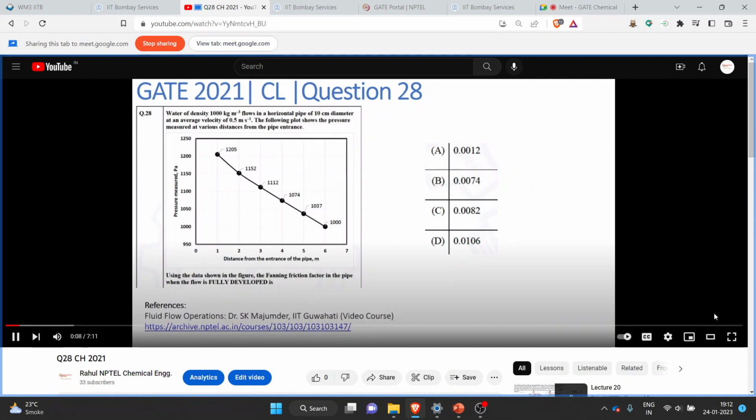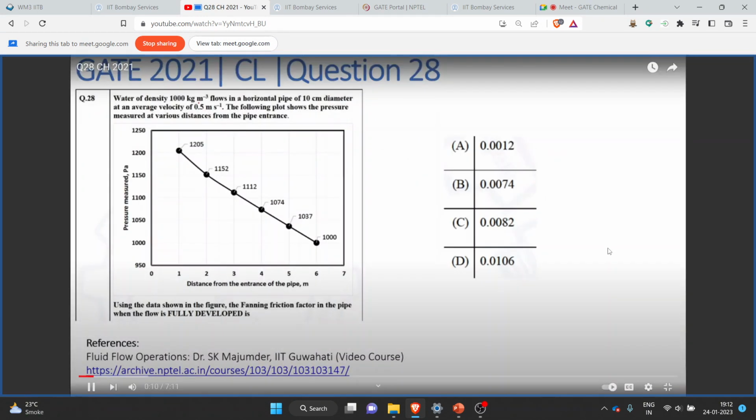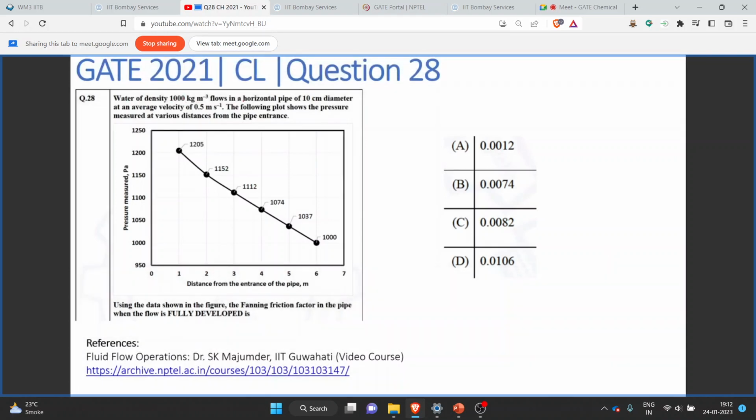Question number 28 of GATE 2021 chemical engineering paper. Water of density 1000 kg per meter cube flows in a horizontal pipe of 10 centimeter diameter at an average velocity of 0.5 meter per second. The following plot shows the pressure measured at various distances from the pipe entrance. So over here we have been given a plot of the pressure measured versus the distance from the entrance of the pipe. And using the data shown in the figure, the fanning friction factor of the pipe when the flow is fully developed is dash.